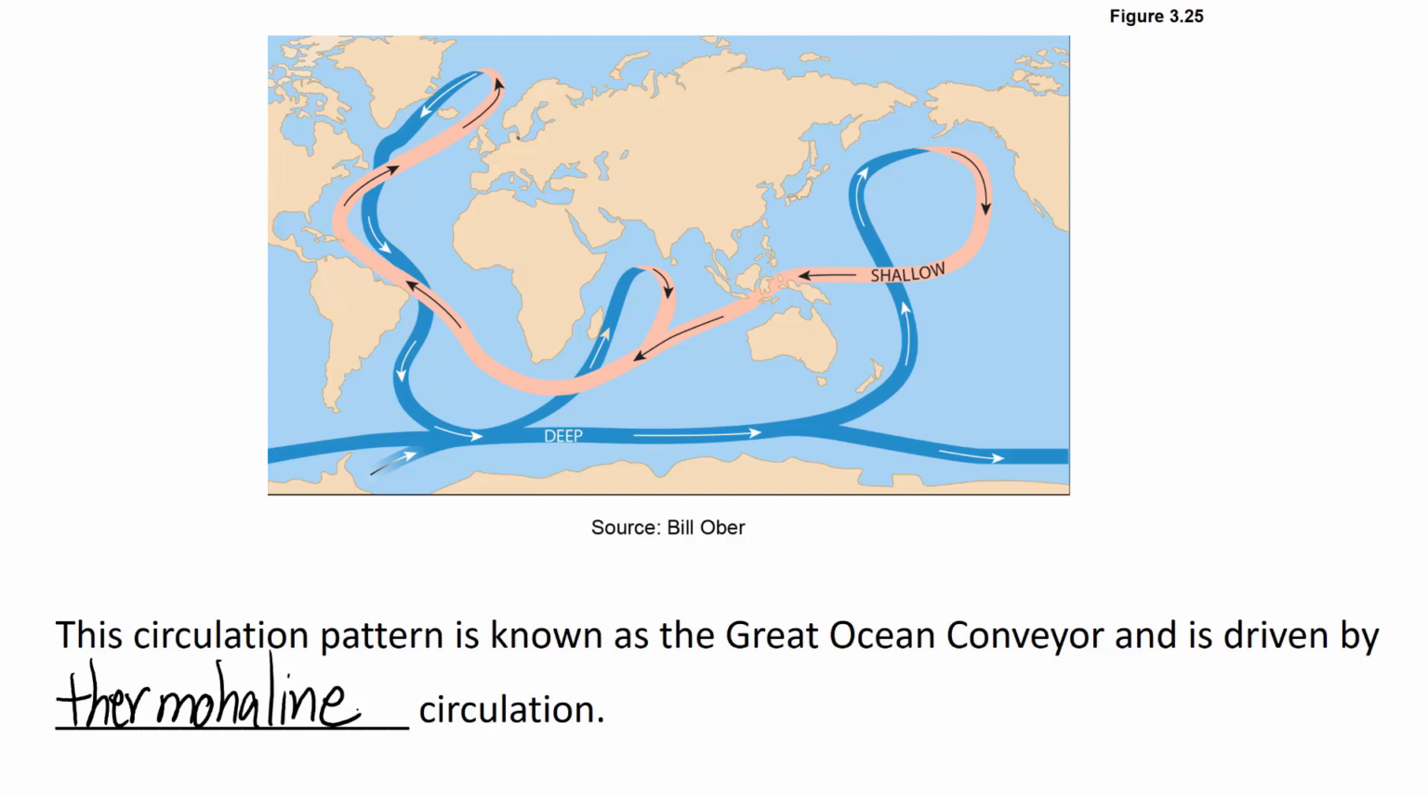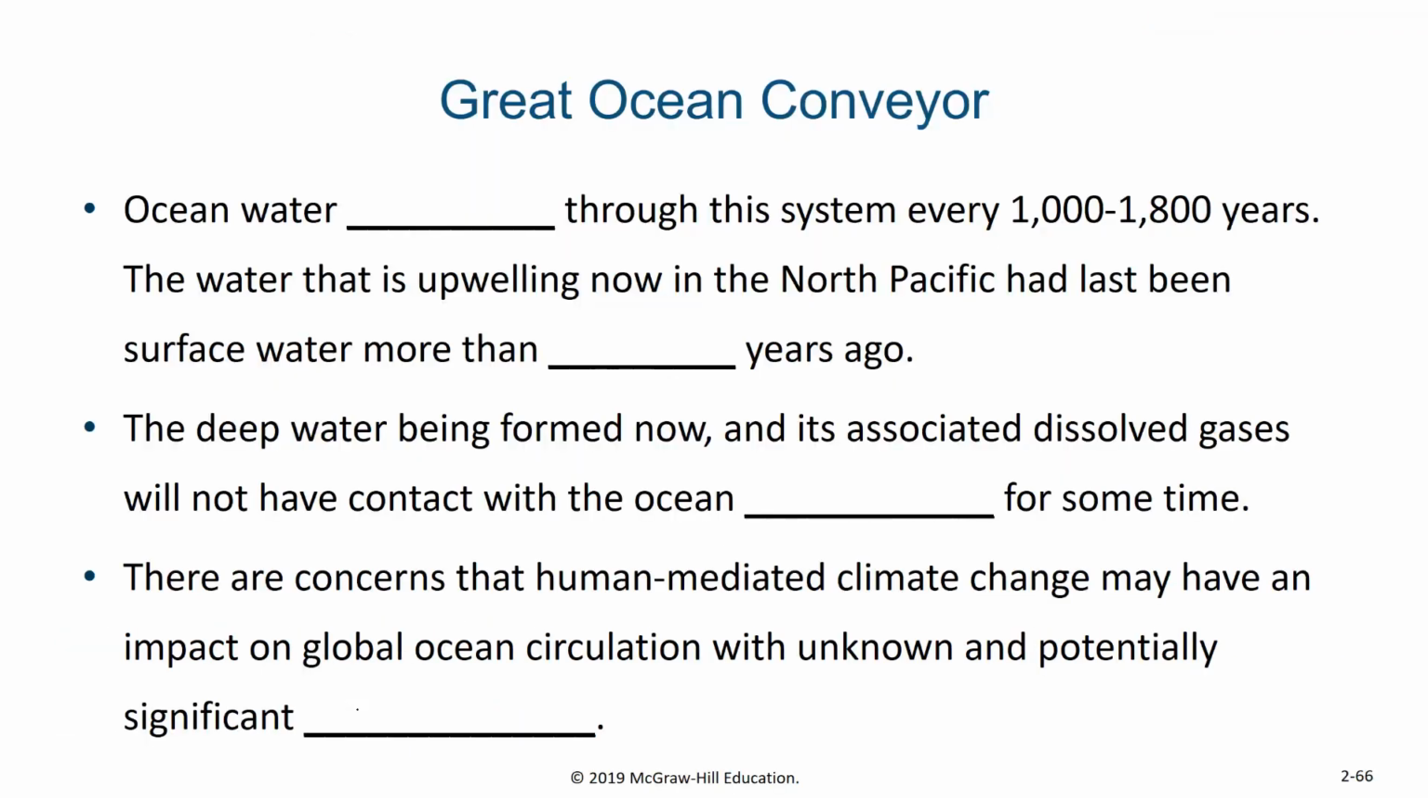Water can pass all the way through this global conveyor system, but it takes over 1,000 years to do so. So ocean water cycles through this system anywhere from 1,000 years to 1,800 years. Water that is being upwelled right now in the North Pacific had last been surface water more than 1,000 years ago. Likewise, the deep water being formed right now in the Arctic and North Atlantic and its associated dissolved gases will not have contact with the ocean's surface for some time.